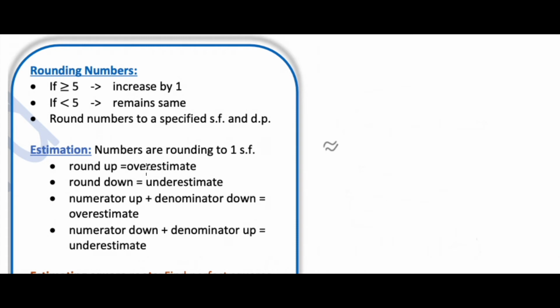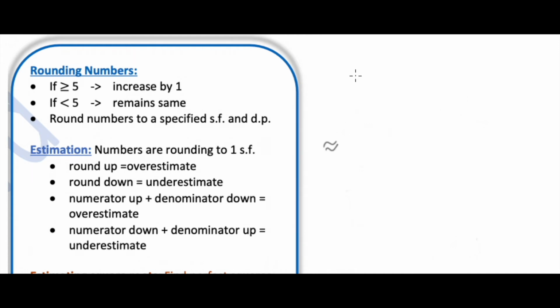So overestimate means if in the question you round up, the estimate is higher than the actual value, so it's an overestimate. And if in the question you round down, the estimate is lower than the actual value, so it's an underestimate. And if the question is in fraction form, if the numerator goes up or the denominator goes down, it means overestimate, and if the numerator goes down or the denominator goes up, it means underestimate.